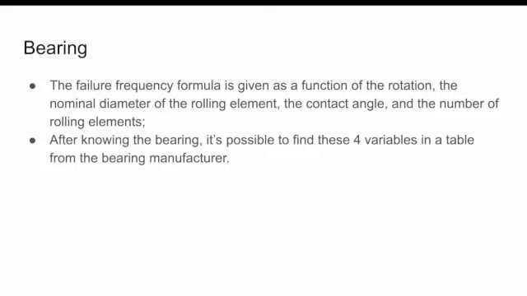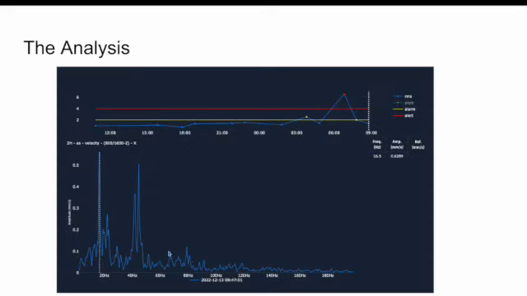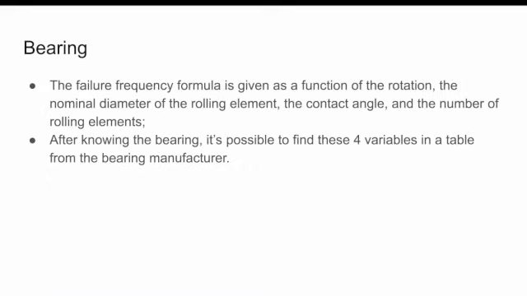This formula is very important to us because we need to know the failure frequency that's happening right here, at which frequency it will happen. Depending on the frequency, we can see exactly if it's a lubrication problem or a bearing problem, or many other types of failures that we can tell just by looking at the frequency. After knowing the bearing, it's possible to find these four variables in the table. Every bearing manufacturer has a table that shows exactly the nominal diameter, the contact angle, and the number of rolling elements in each machine.